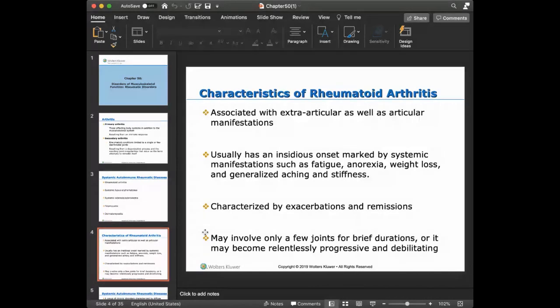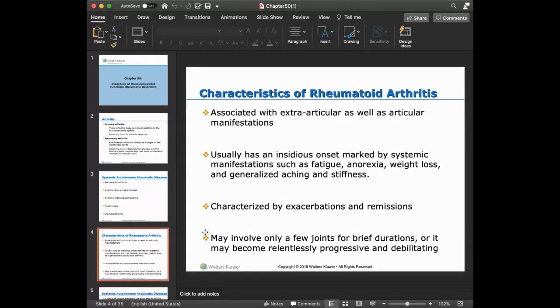Typically, when patients are diagnosed with rheumatoid arthritis, their problem is not that their fingers are starting to contract or that they're having pain in their knees. Their manifestations are more like what you see with lupus. They're systemic, so they're fatigued, they lose appetite, they start to lose weight. They're just generally achy and stiff, not having pain or stiffness in a specific joint.